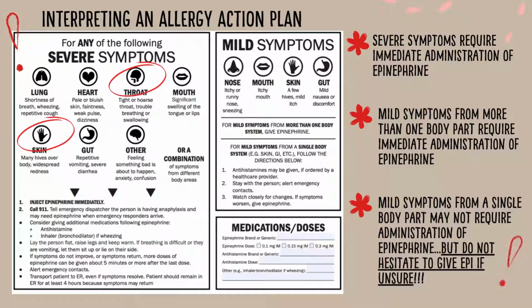As indicated on the action plan, for any severe symptoms, an epinephrine autoinjector should be administered as soon as possible. Likewise, if there are mild symptoms from more than one body part, for instance, the student has a few hives on their skin and is feeling nauseous, an epinephrine autoinjector should be administered as soon as possible. While one mild symptom may not require an epinephrine autoinjector, the action plan may provide guidance on what to do instead, but if you are unsure, it is recommended to never hesitate to administer epinephrine.